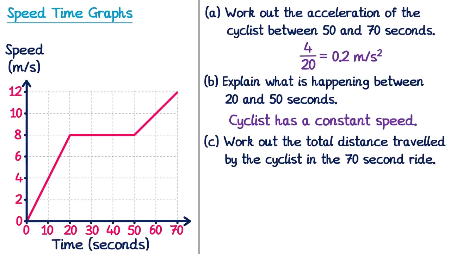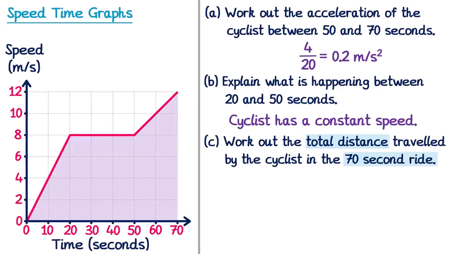In part C, we need to work out the total distance travelled by the cyclist in the 70-second ride. This time we want the total distance of the entire journey. So we want the total area underneath the entire graph. So we want this area here.